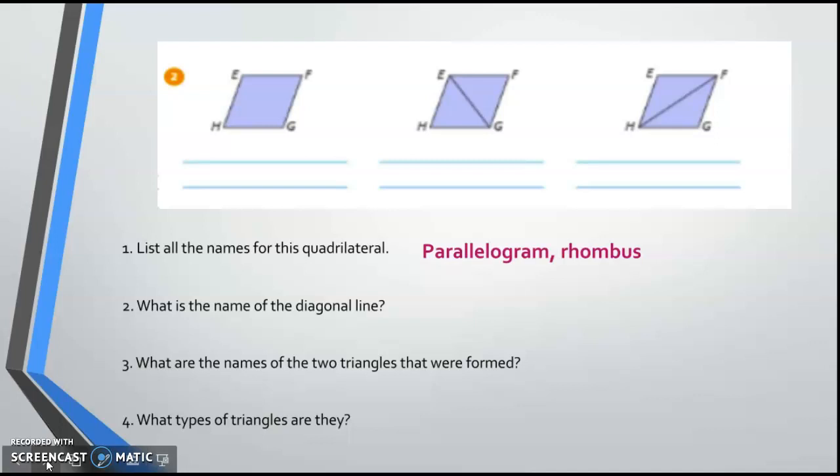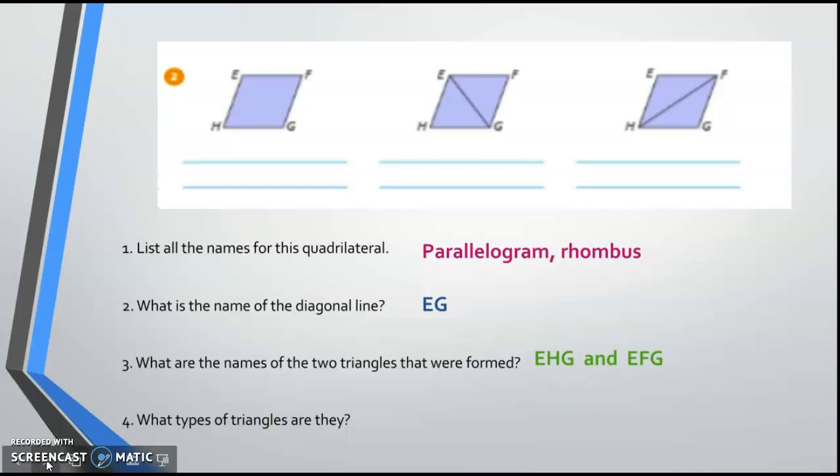I'm going to take the parallelogram and I'm going to draw a diagonal from vertex E to vertex G. So my line name will be EG, which gives me 2 triangles. My triangles are EHG and EFG. Now, what types of triangles are they?